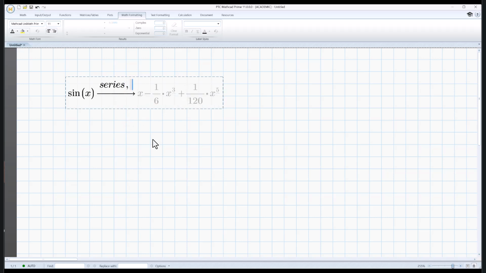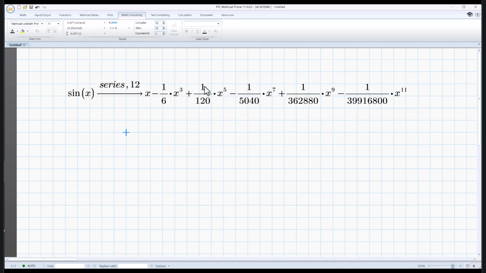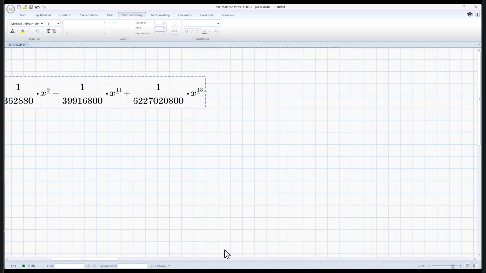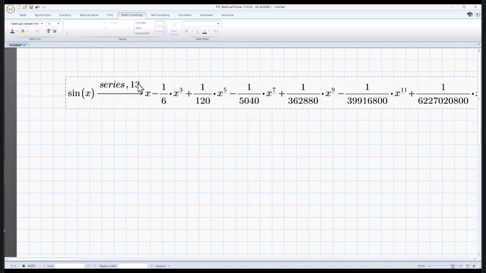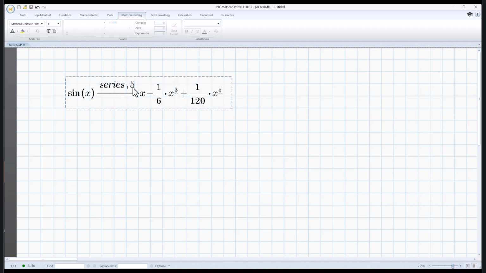I can tell it how many terms I want. I can go up to the 9th power if I want. Probably go farther than that if I really want to. Okay. There's no 12th power in this expression. Will it go to 13? Ooh, it did. Okay, it'll just keep going for me. And, whoops, there's the x to the 13th power. Now, very seldom are you going to need that many terms in a series. Let's stick with 5 right now. And let's go to 3.